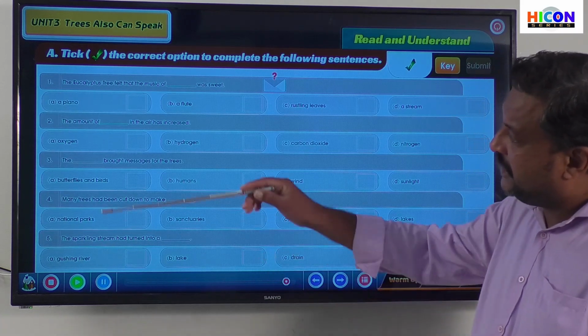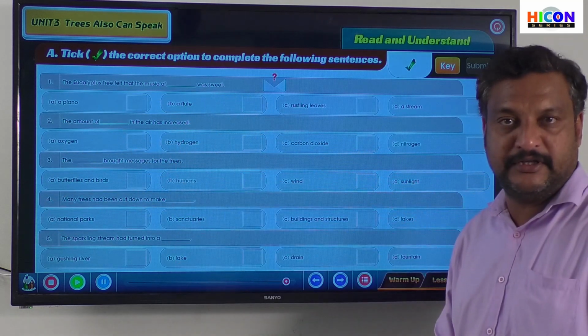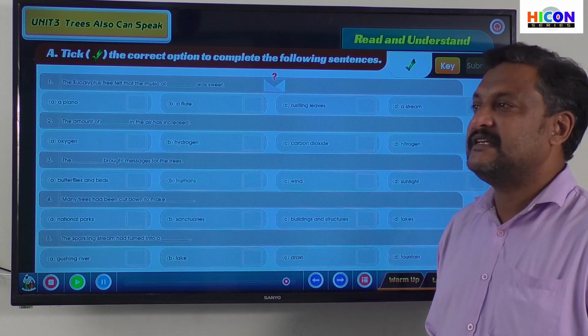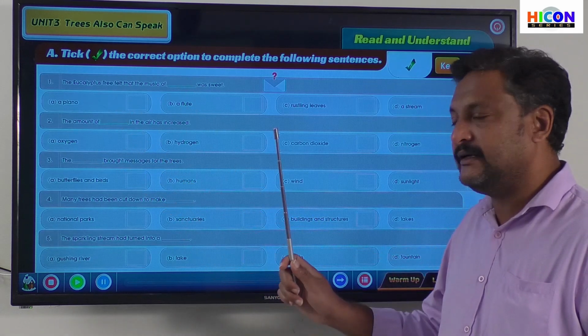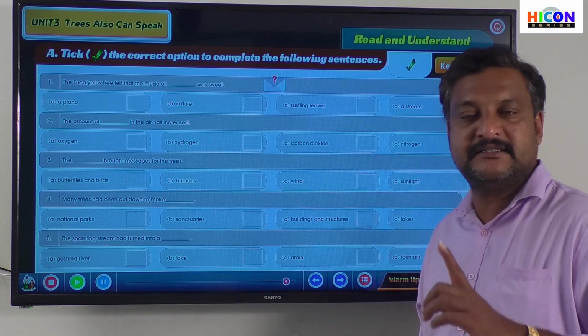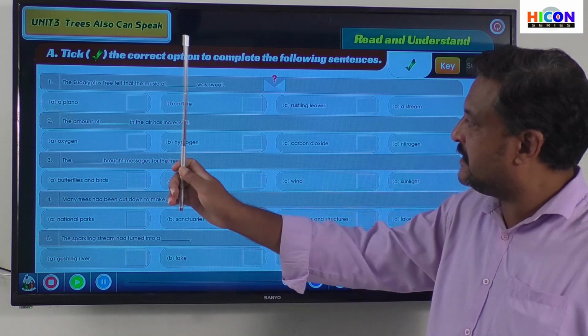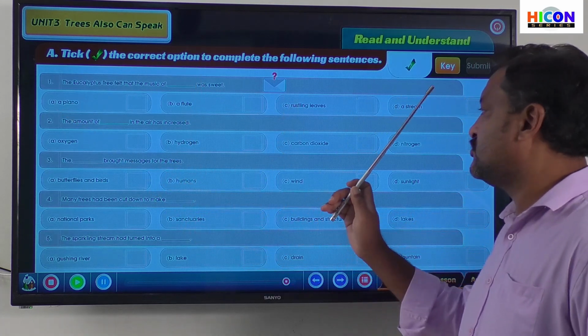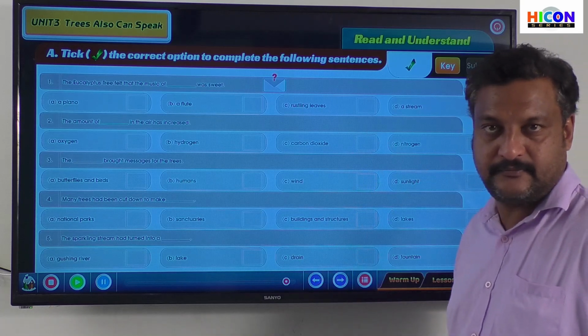So here we have five sentences given, right? All the sentences have one blank each. In every sentence there is at least one blank, and for every sentence there are four options also given: A, B, C, D.